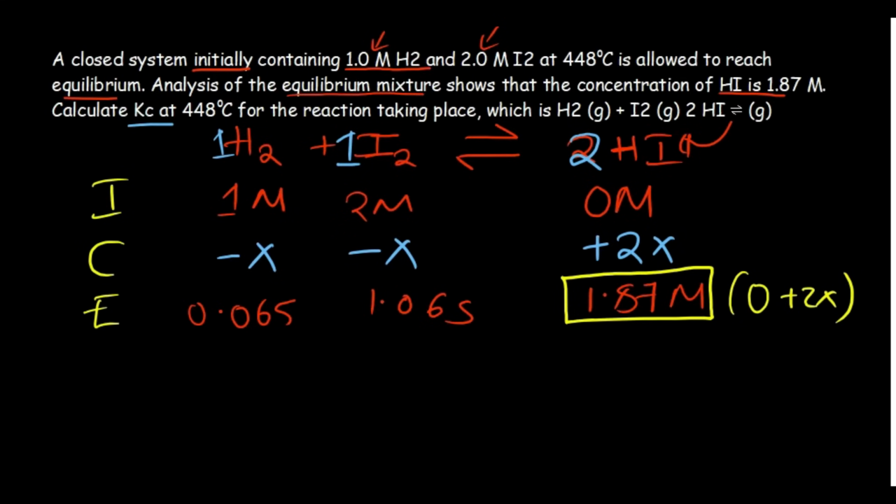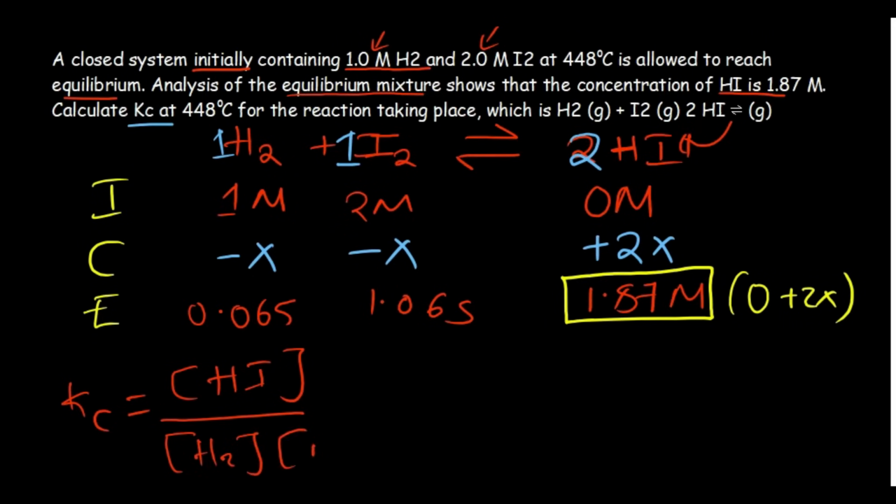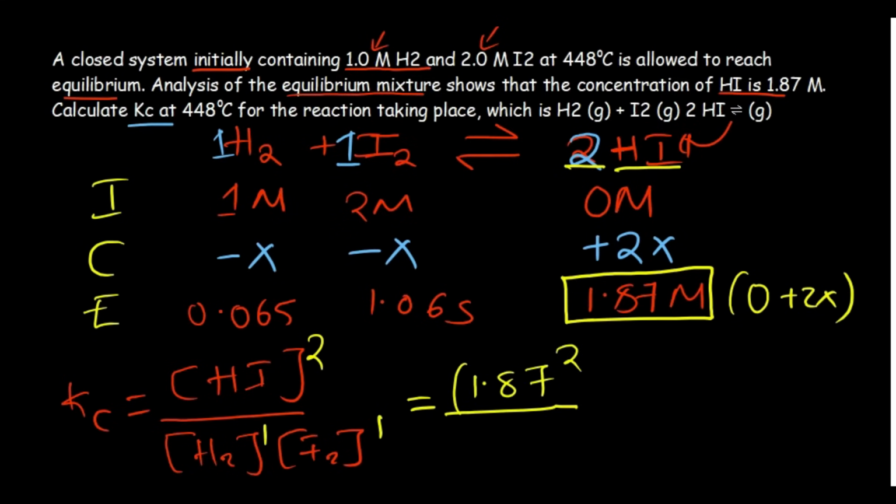Now don't forget our formula for Kc. We said Kc, look at the products. The products will only have HI raised to its stoichiometric coefficient divided by the reactants, also raised to their stoichiometric coefficients. Let me indicate the stoichiometric coefficient. For our product we have got a 2. Our reactants we only have 1s there, so no change. We can substitute for hydrogen iodide, HI, the equilibrium concentration for our product, which was 1.87 as given in the question, to the power 2. And then hydrogen 0.065, and then iodine 1.065, raised to the power 1 and 1.